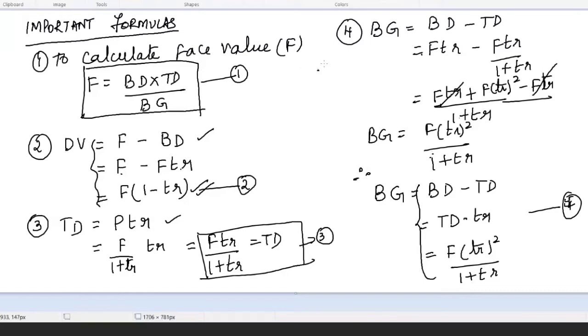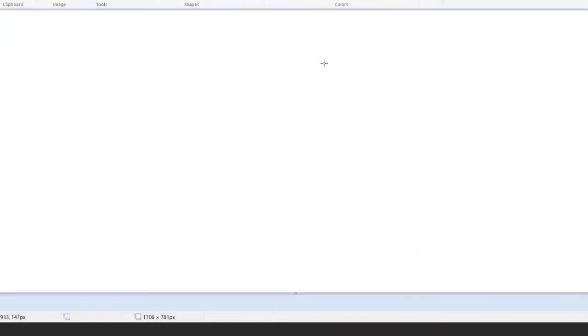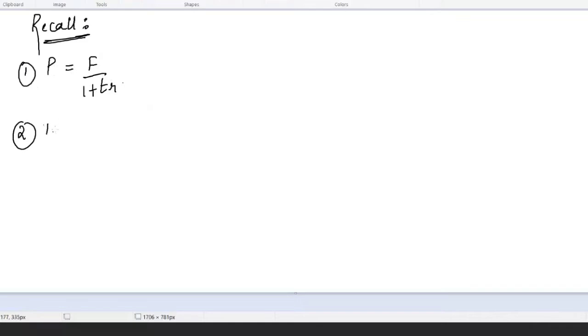We have 7 formulas here, including the legally due date formula. The last set of formulas to be remembered in this chapter are, so write, recall: first formula, P, present value, is equal to, what is the formula? Recall, F by 1 plus TR. Just to remember these formulas, you are able to get that. Second, true discount. True discount is nothing but PTR. But P is equal to F by 1 plus TR. So together it can be written as FTR by 1 plus TR.